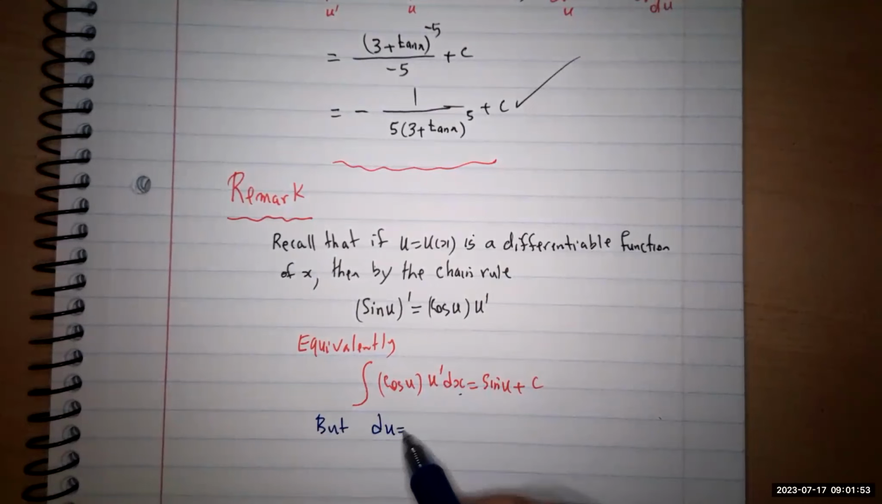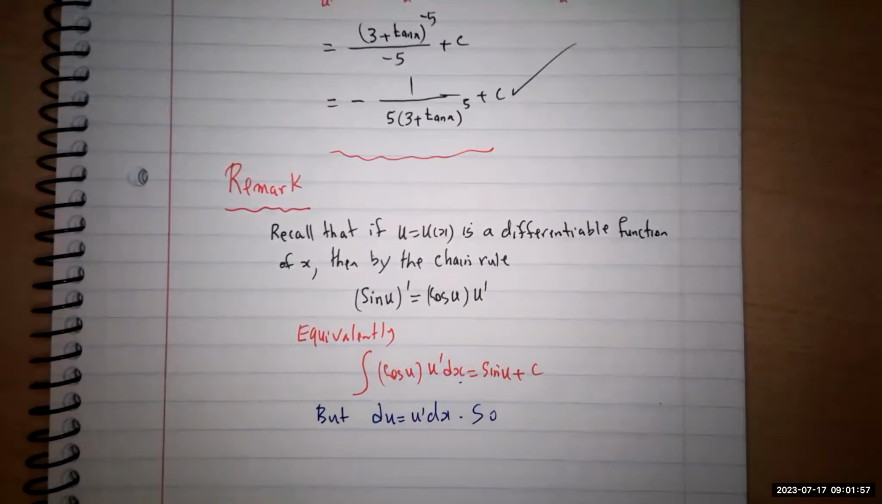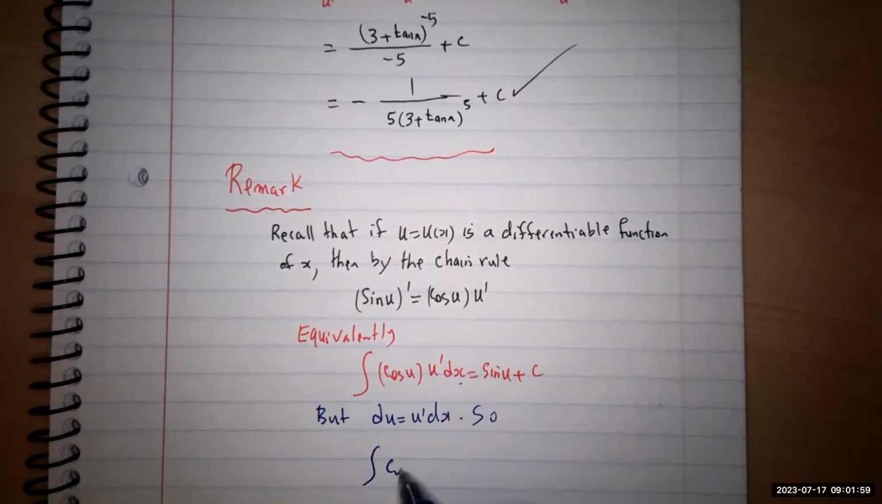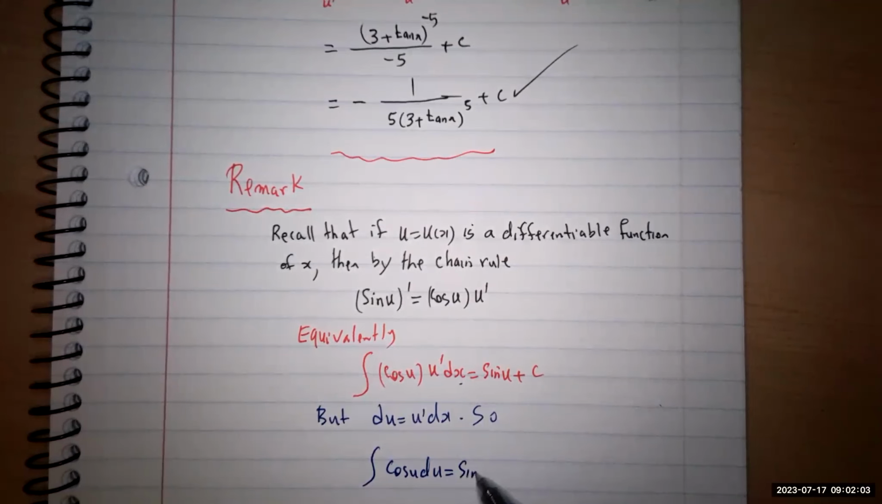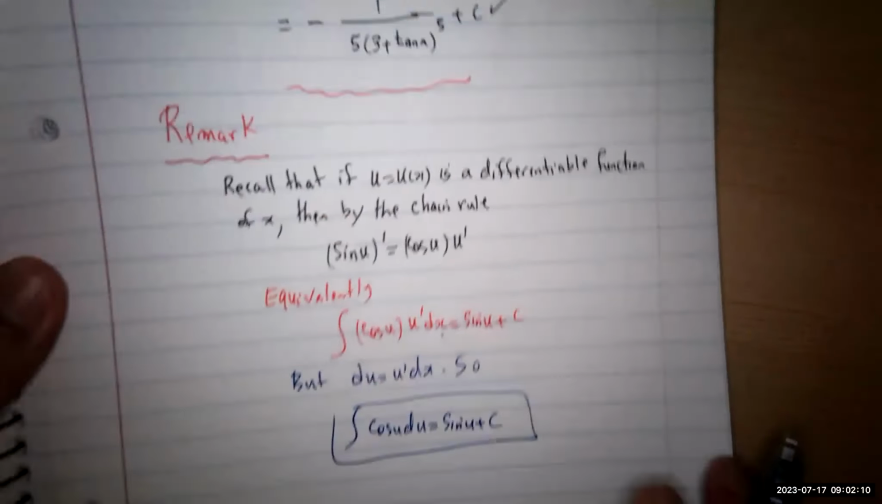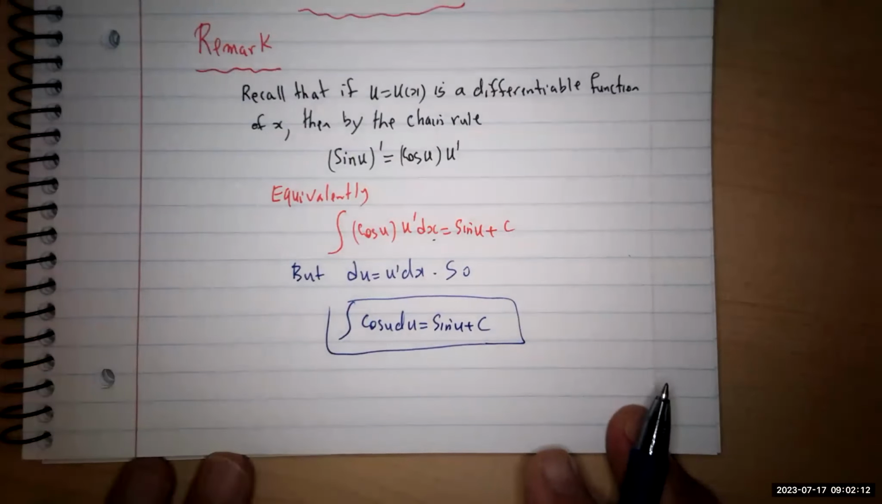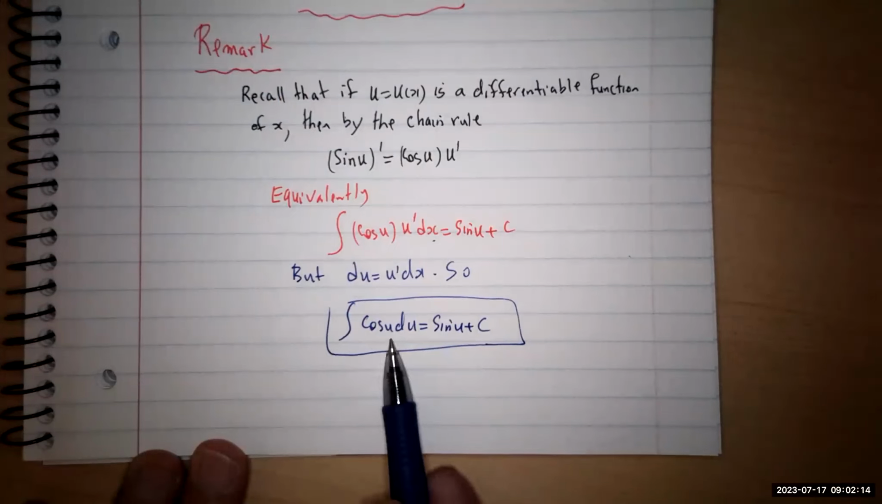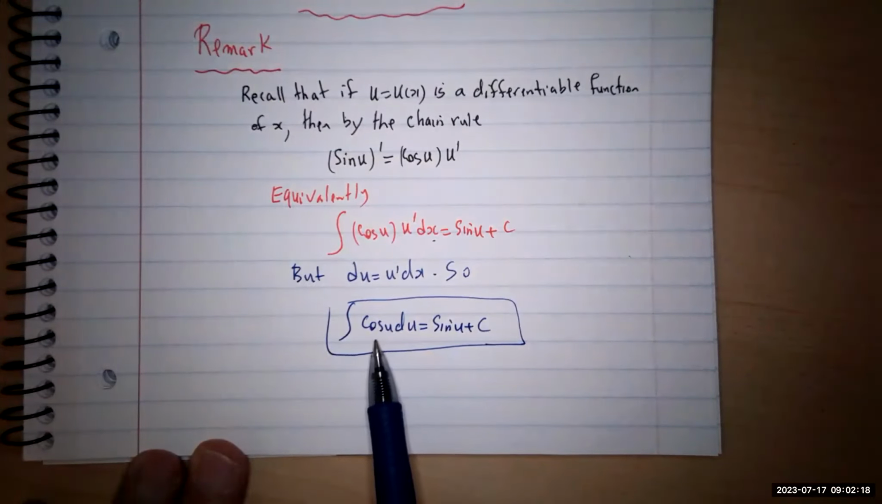du again is u prime dx. So your formula would be what? The integral of cosine of u du is going to be sine of u plus c. So all the formulas that you did have before, it's going to be the same here. So in the case of this type of problem, you take the u to be the inside angle. Okay, so similarly, you have the other ones.